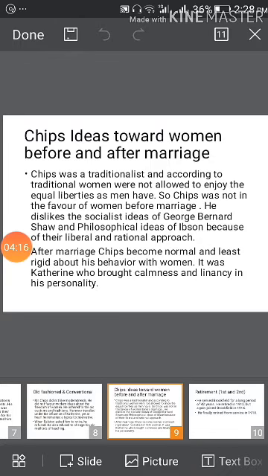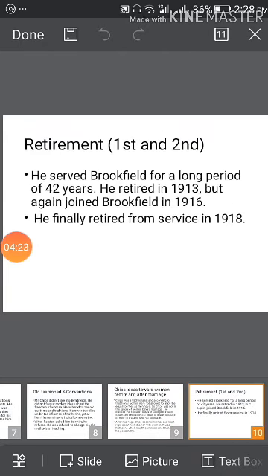Okay, our next point is retirement, first and second time. Mr. Chips retired twice. First of all, he retired in 1913 due to his health, but after 1 year, the World War started, and they called him home. The Brookfield administration called him back to the school to teach again, so that is why he joined Brookfield again, and after that he finally retired. He served Brookfield for a long period of 42 years. He retired in 1913, but again joined Brookfield in 1916. He finally retired from service in 1918.